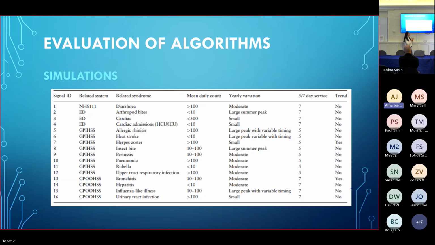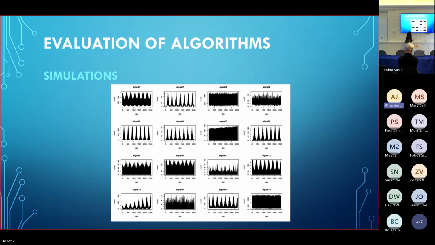Also, we took different volumes of data, between small, less than 10, or large, greater than 100. And different variations: large peaks, large seasonalities, small seasonalities, and whether it's based on a five-day week system or seven-day week system. We know that GP in hours only runs from Monday to Friday, a five-day week system, whereas NHS 111 basically runs throughout the whole week, a seven-day system. And then sometimes we find a trend or not. So we considered many different scenarios. And here's how the simulation scenarios looked, as you can see. Here you can see a trend, here you can see very steep peaks, other places just random.